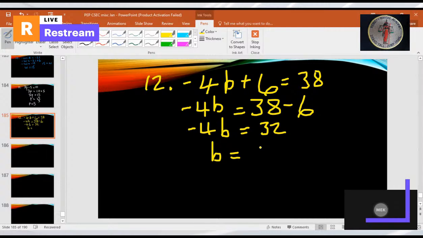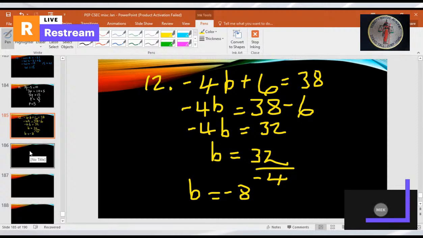So I'm going to have now 32 divided by negative 4, and that will be negative 8. So remember, positive divided by a negative number will give a negative number. If we substitute this value of negative 8 back up here, so negative 4 times negative 8, that will give a positive 32, and 32 plus 6 would give a positive 38. So we know we are correct.